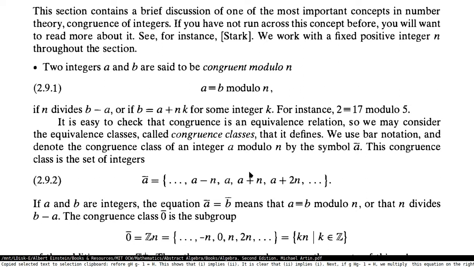So then again, you have the equivalence classes called the congruence classes, denoted here by bar notation. So a bar denotes all the elements, the set of integers, that are congruent to a mod n.